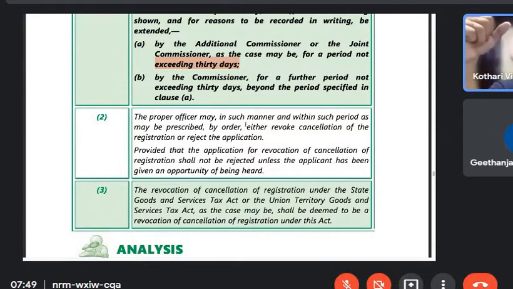But when he rejects the application, he has to give an opportunity of being heard. If you have any objections, you can respond. Provided that the application for revocation of cancellation of registration shall not be rejected unless the applicant has been given an opportunity of being heard. The revocation of cancellation of registration under the State Goods and Services Tax Act or the Union Territory Act, as the case may be, shall be deemed to be revocation under this Act.